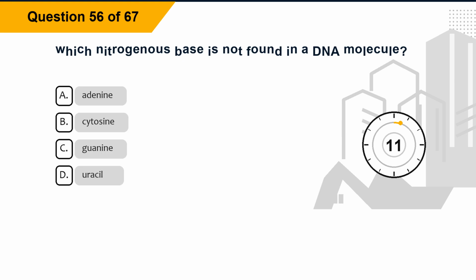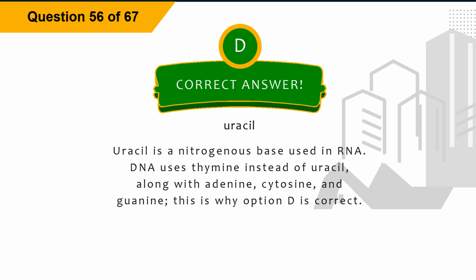Question 56. Which nitrogenous base is not found in a DNA molecule? Option A, adenine. Option B, cytosine. Option C, guanine. Option D, uracil. The correct answer is option D, uracil.